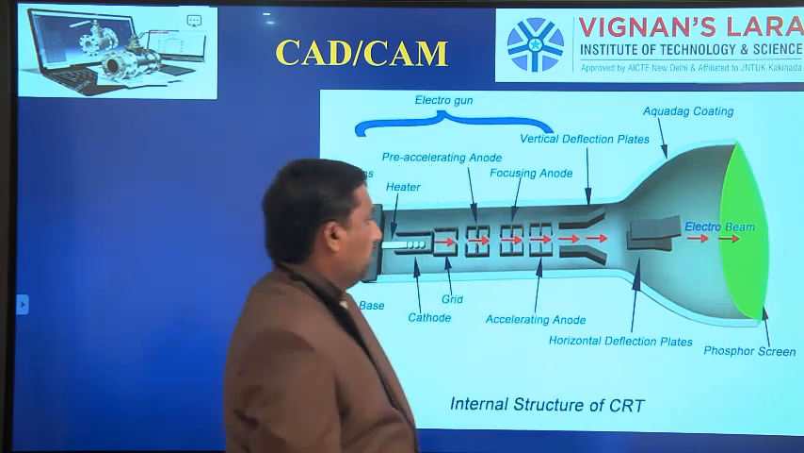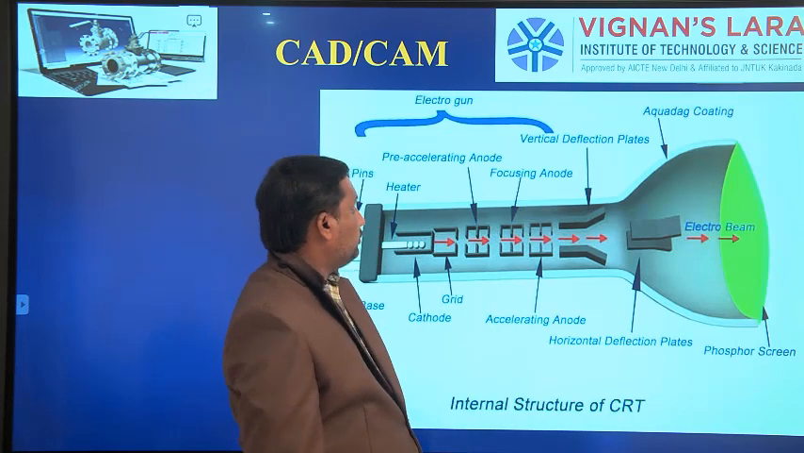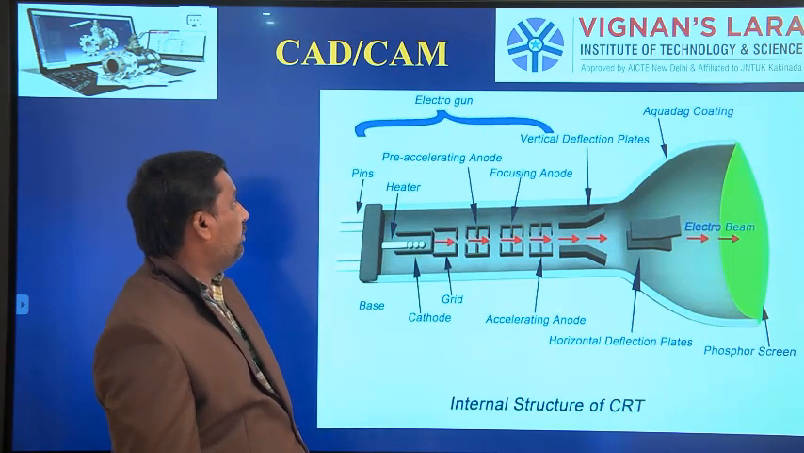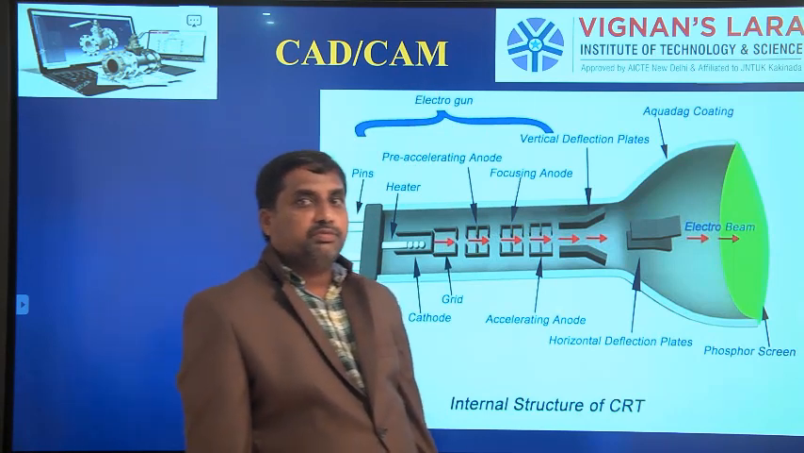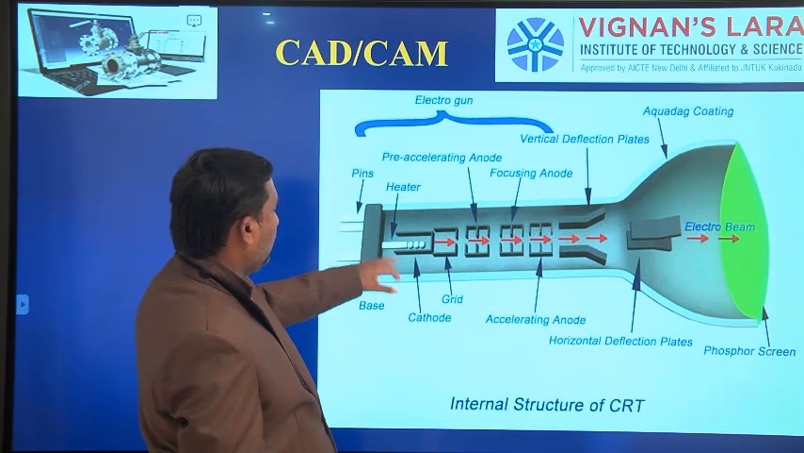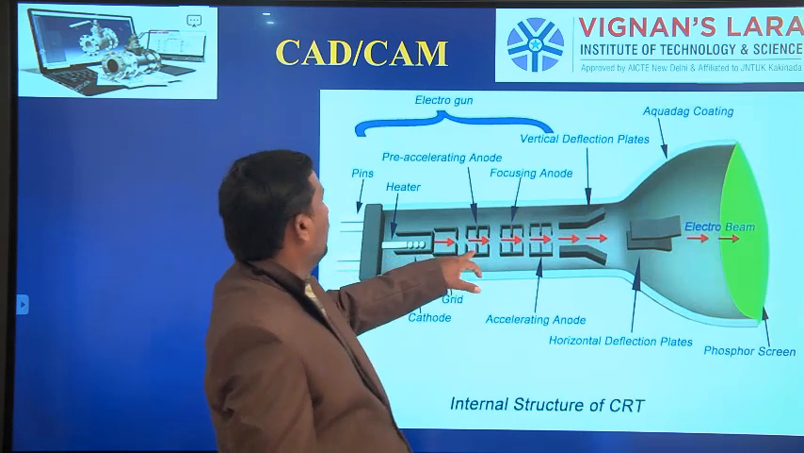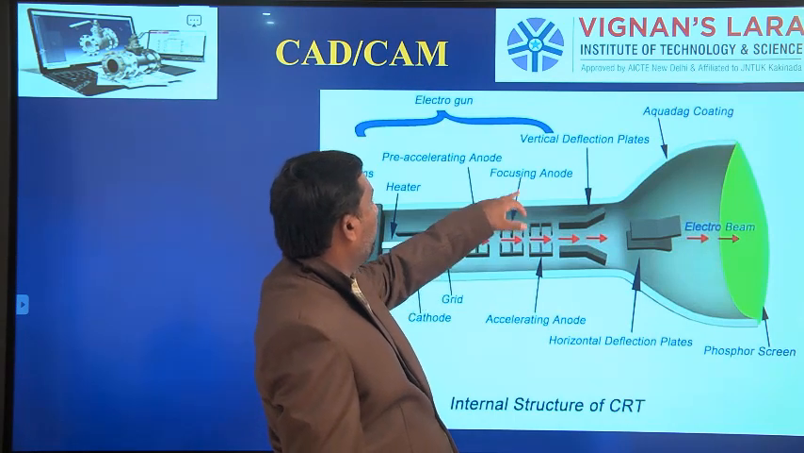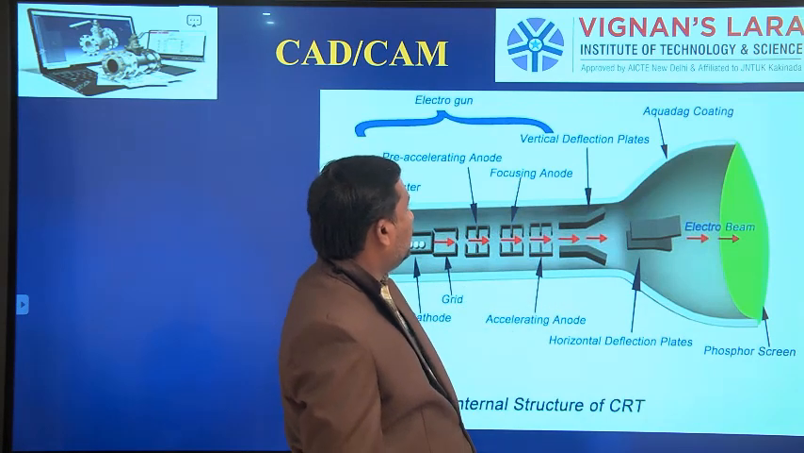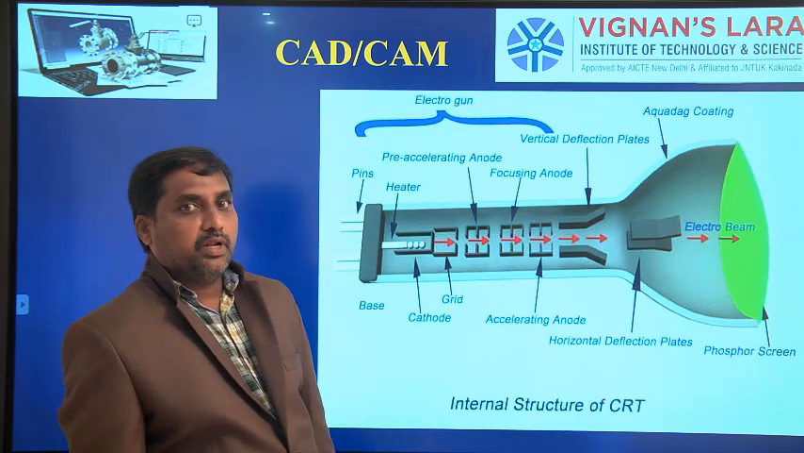Right. This is about the internal structure of the CRT tube. And here I have written electron gun. What is meant by electron gun, or what are the components within the electron gun? Here we have the heater, cathode and grid, pre-accelerating anode, focusing anode, and accelerating anode. These consist of the electron gun.